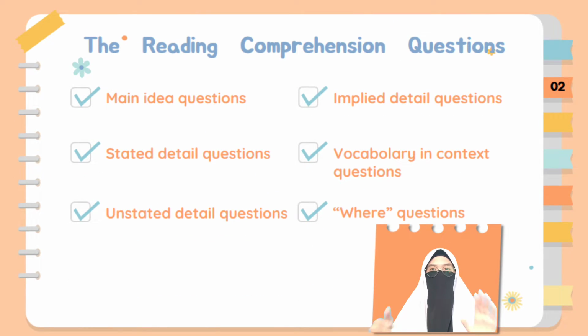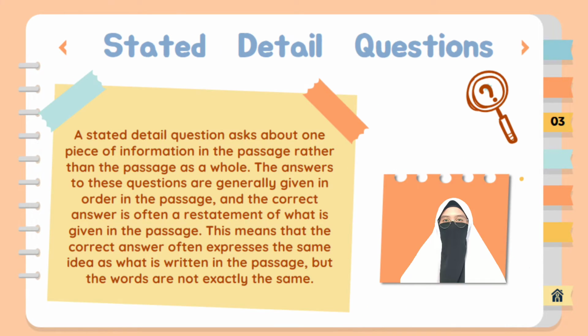In the reading section, six skills must be learned, namely: first, main idea question. Second, stated detail question. Third, unstated detail question. Fourth, implied detail question. Fifth, vocabulary in context question. Sixth, where question. But here I will explain skill 2, which is stated detail question.